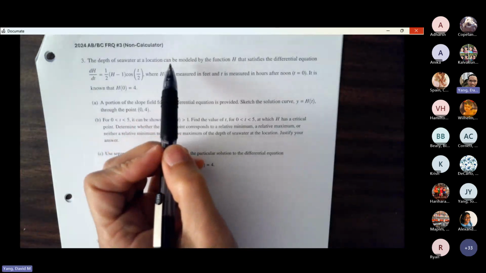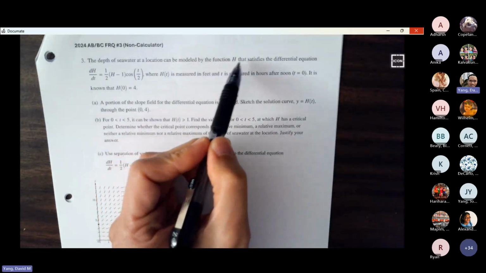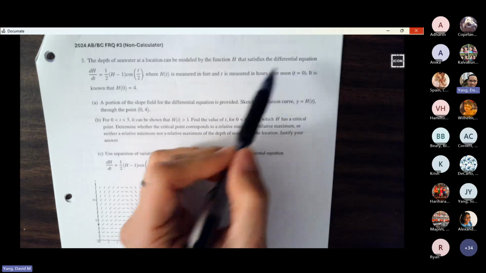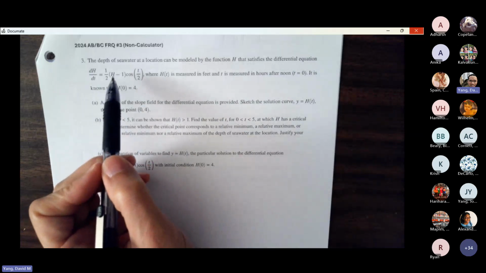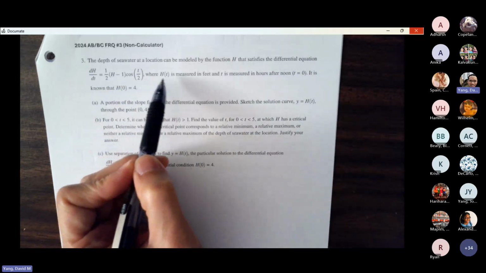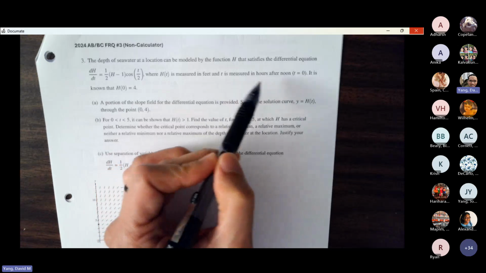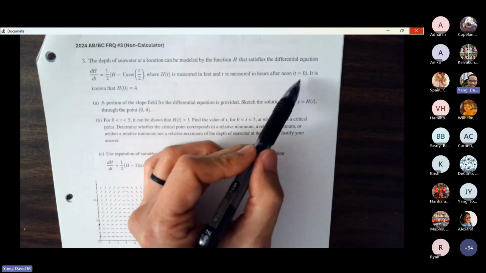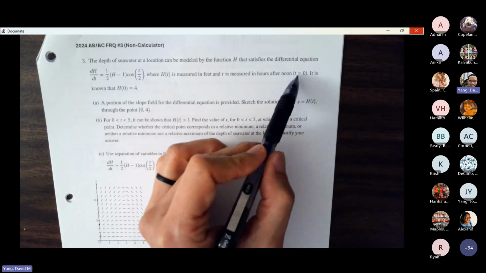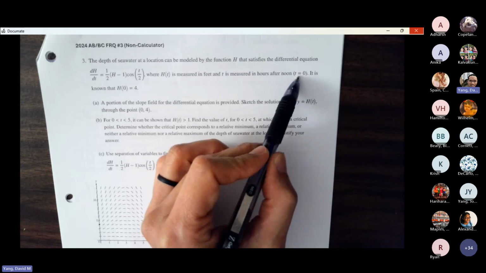The depth of seawater at a location can be modeled by the function h that satisfies the differential equation dH/dt equals 1/2 (h minus 1) cosine of t over 2. H is measured in feet and t is measured in hours after noon. Noon is represented as t equals 0. It is known that h of 0 equals 4.